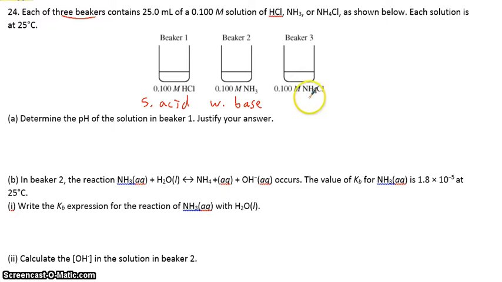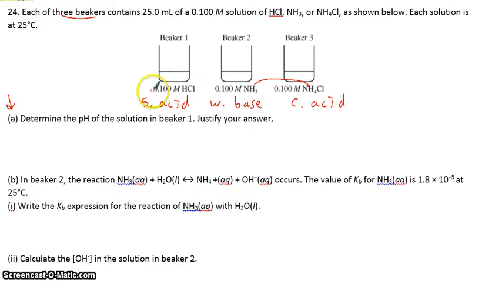And this is ammonium chloride, which is the conjugate acid of ammonia. So this is ammonium. So these are actually connected. They're conjugates, is the idea. All right, and we're asked first to determine the pH of the solution in beaker 1.